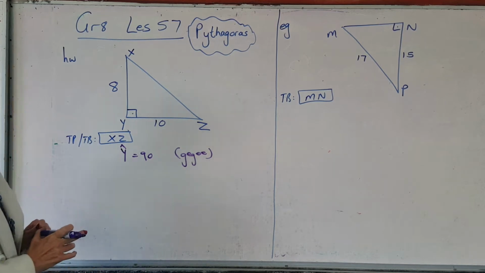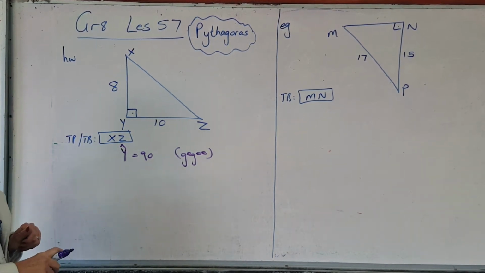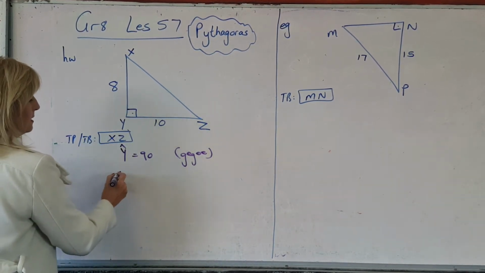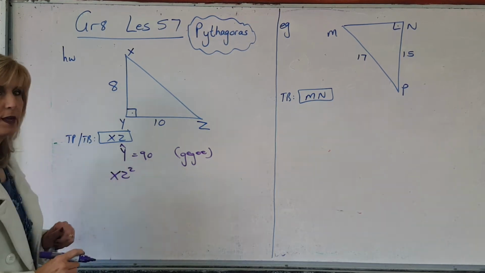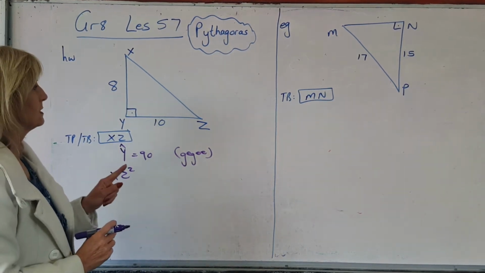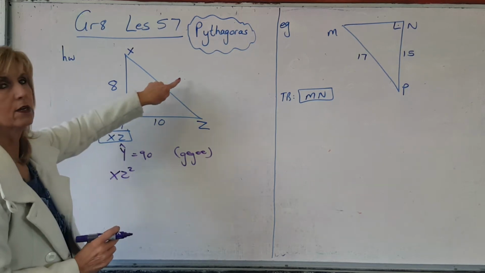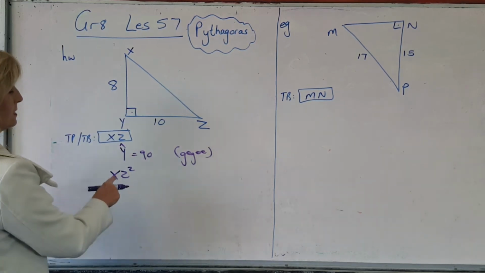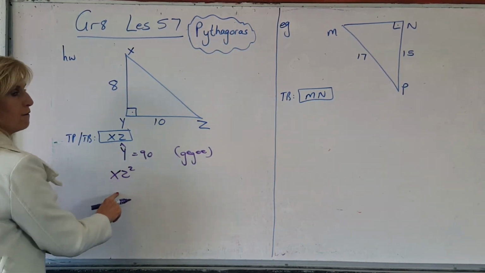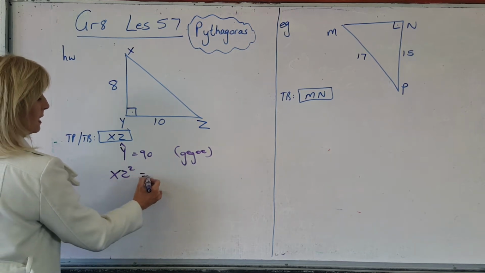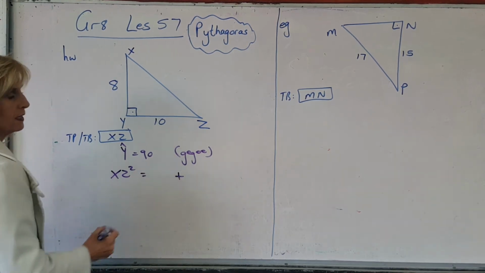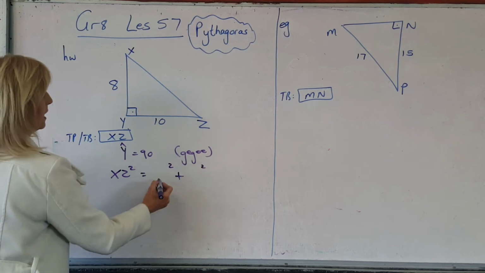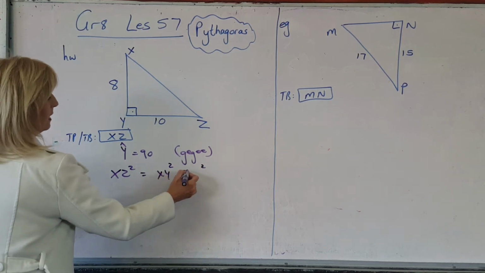So, waar sit die skuinsy? Where is the hypotenuse side? It is xz. Well, how do I know that that is the hypotenuse side? Waar sit die skuinsy? Teenoor die 90 grade hoek. So, die skuinsy kwadraat, die vierkant van die skuinsy, is gelyk aan die som van die vierkante van die ander twee sye, xy en yz.